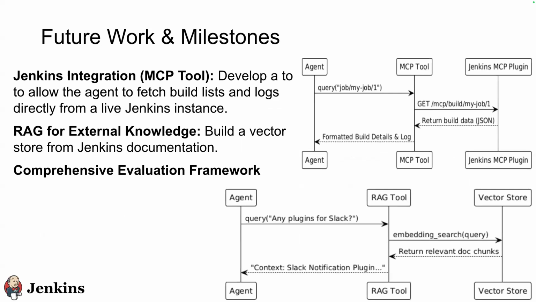So our future milestones are going to be Jenkins integration, in which we are going to use the MCP tool, the MCP server, which is already made, the MCP plugin, sorry. We are also going to use RAG for external knowledge, which is where the LightRAG tool comes from, and also a comprehensive evaluation framework, which will be used to test the model on various LLMs, and also various kinds of sanitization. One is a really harsh sanitization where we are removing a whole bunch of information, which can save a lot of tokens for the user.